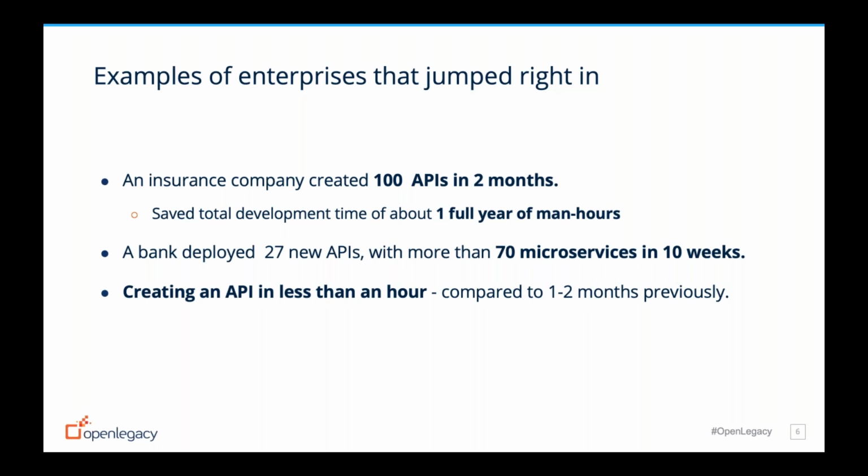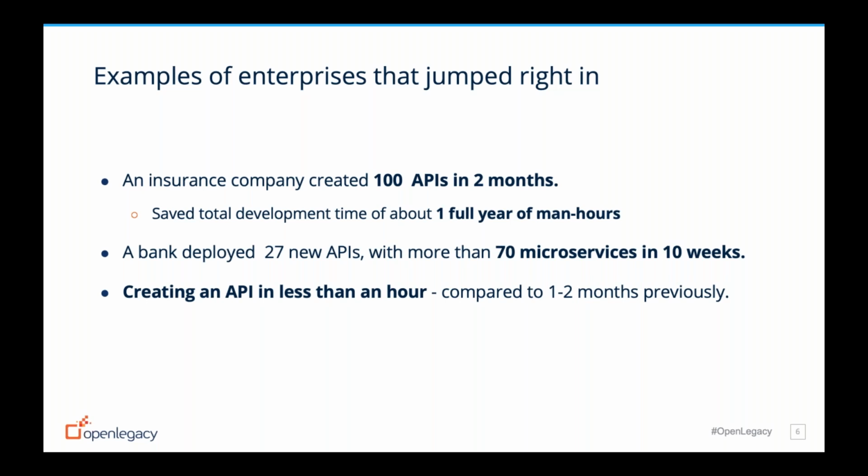A couple of examples: an insurance company, for example, was able to create 100 APIs in a little over 2 months. Basically, that saved them development time of around a full year. And creating 100 APIs in 2 months is a game changer in terms of their ability to serve the business.